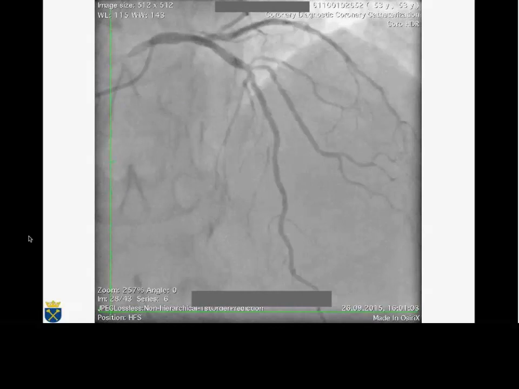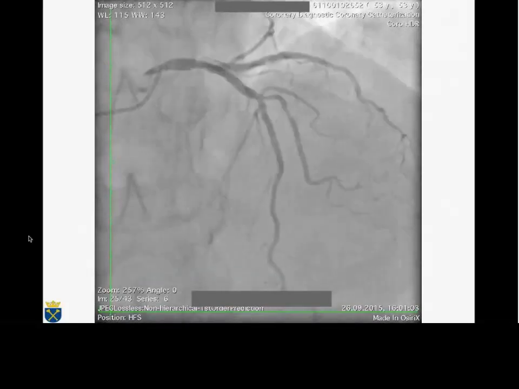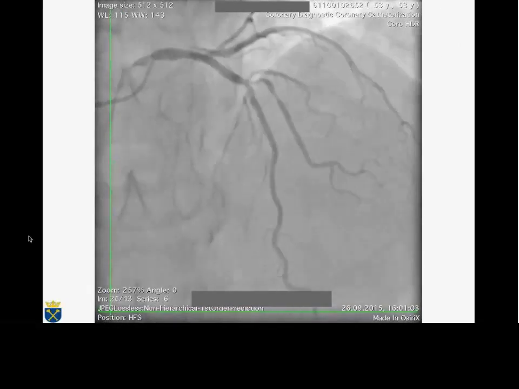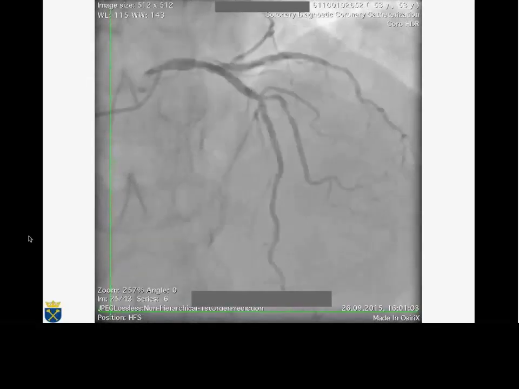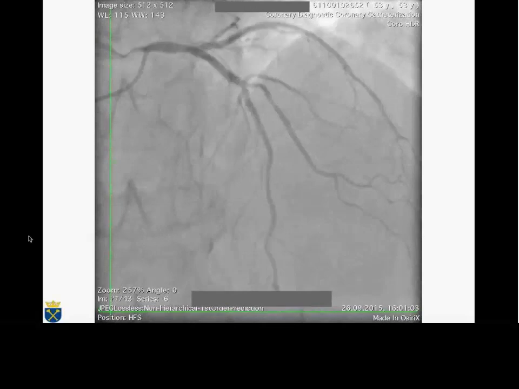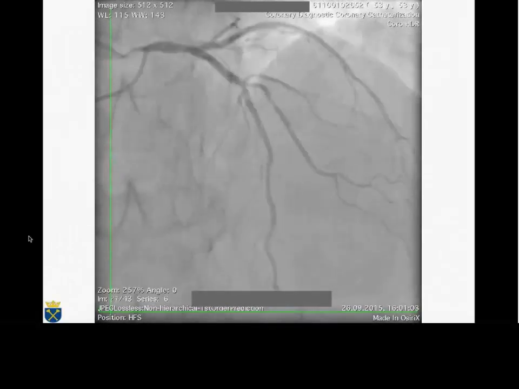The sequence for this case was determined by the clinical presentation. The patient was admitted due to unstable angina a few days before. You very rarely observe unstable angina from a chronic total occlusion. So I thought that crucial for this patient is the stenosis of the LAD. This is the culprit point.